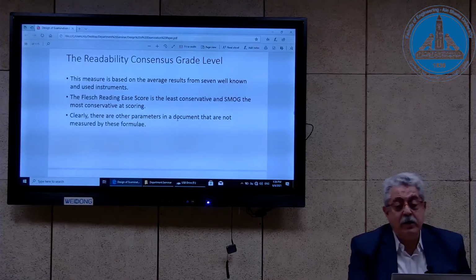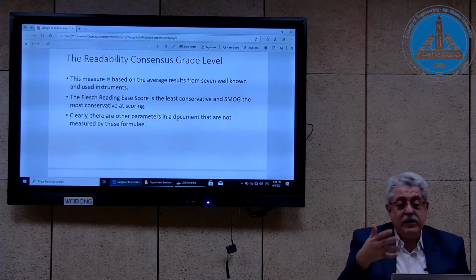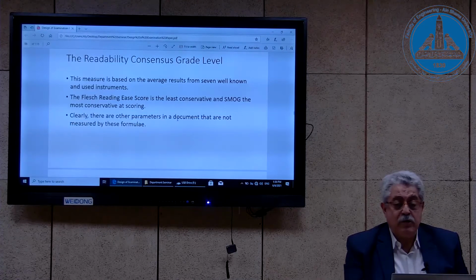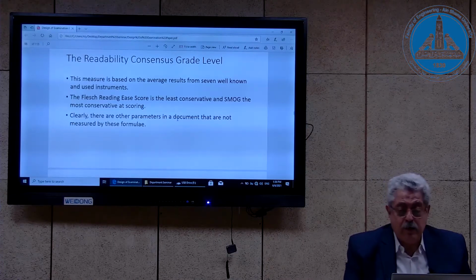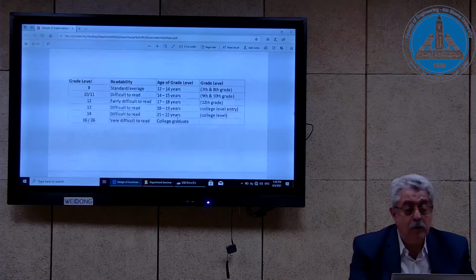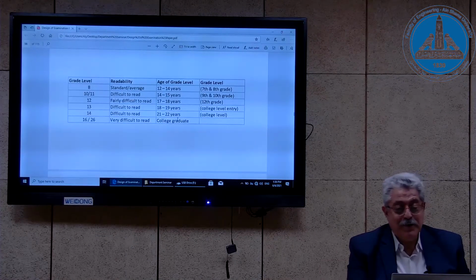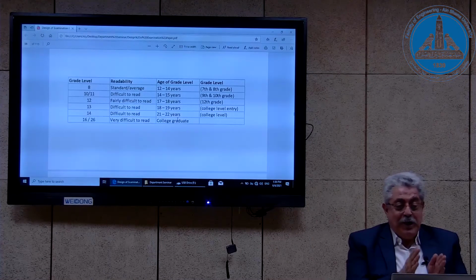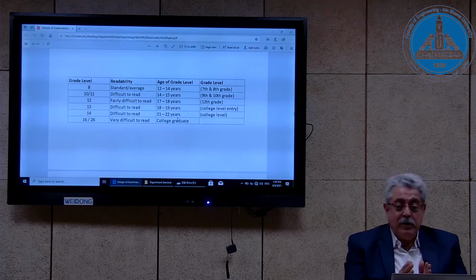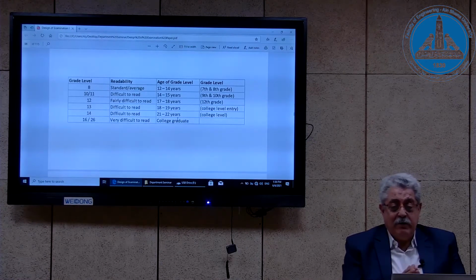Here is the readability consensus grade level. All these 3 definitions have to do with the research of COVID-19, and this measure is based on the average results from 7 well-known and used instruments. Clearly, there are other parameters in a document that are not measured by this formula. Here is another table that shows you the relation between grade level in American schooling and level of readability, and the age of the grade level and the grade level itself.